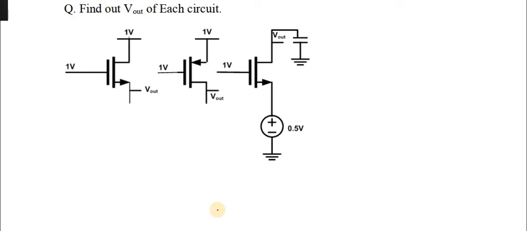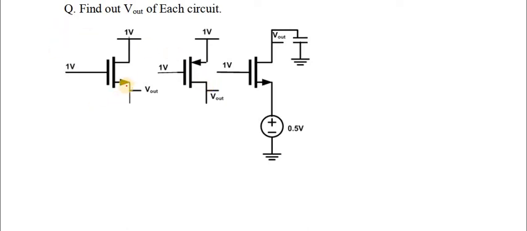So let us start with a new question. Find out V out of each circuit. Three circuits are given below. When you are going to appear in an interview for an analog circuit design engineer profile, these types of questions are very important. You will be given a very small circuit and sometimes output or maybe input or output impedance will be asked.